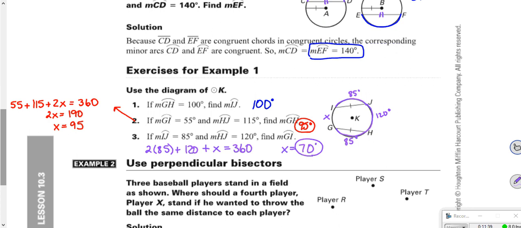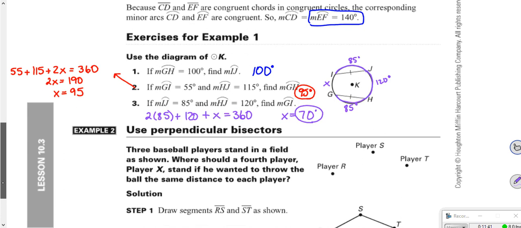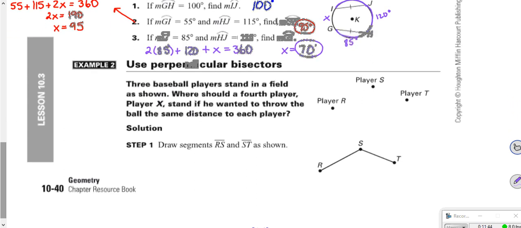All right. Now, this example 2, this is kind of tricky, I think. So I did definitely want to walk through this one. Says 3 baseball players stand in a field as shown. Where should a 4th player, player X, stand if he wanted to throw the ball the same distance to each player? Okay, so you want some point out in here to be an X, to where you want this to be congruent, to this to be congruent, to this to be congruent. Okay, how do you get that point that would be equidistant to R to S to T?